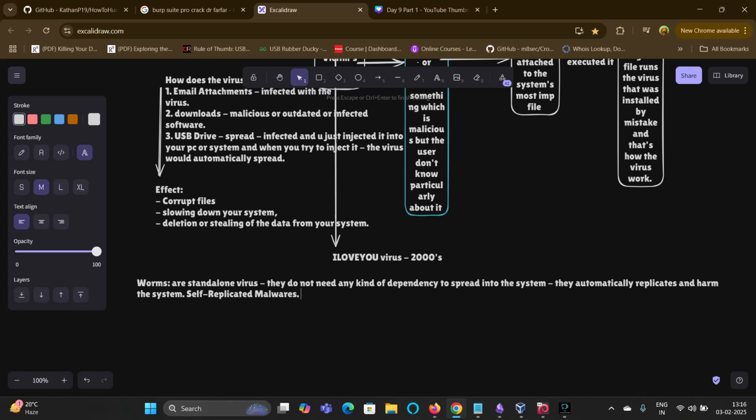Now you might be thinking, what does self-replicated mean? Self-replicated means that they don't need any human existence or human actions to be performed. So this is basically the work of a worm: they self-replicate and perform in the system and harm the system. They don't need any human actions to be performed to run across the network. So that's how worms are.